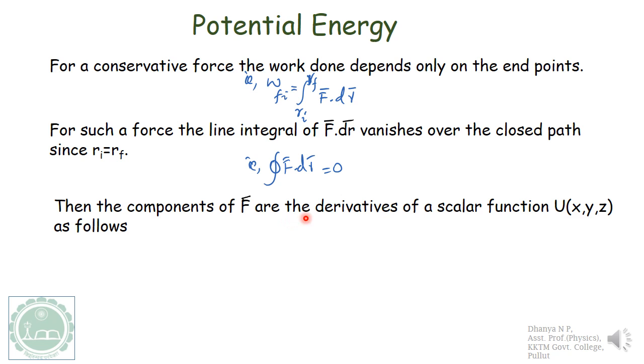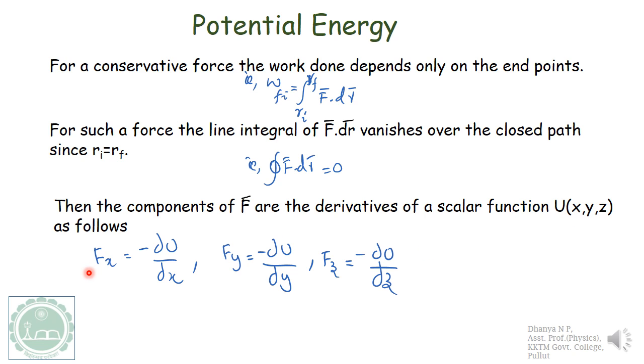Then the components of F are the derivatives of a scalar function. F can be written as the derivative of a scalar function. This function u is denoted as u(x, y, z). That is, Fx, the component of F along the x-axis, is equal to minus ∂u/∂x, Fy is equal to minus ∂u/∂y, and Fz is equal to minus ∂u/∂z. This ∂ stands for partial derivative. Okay, then we can prove this.